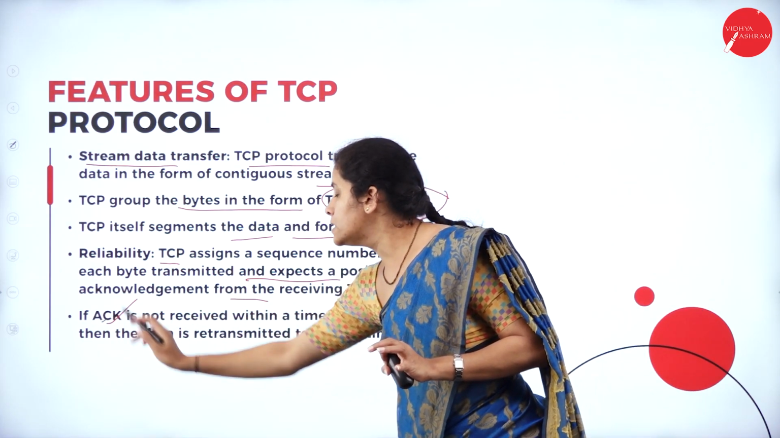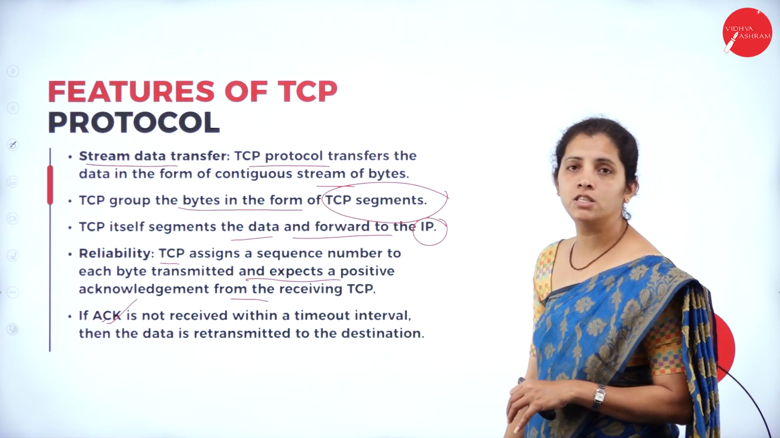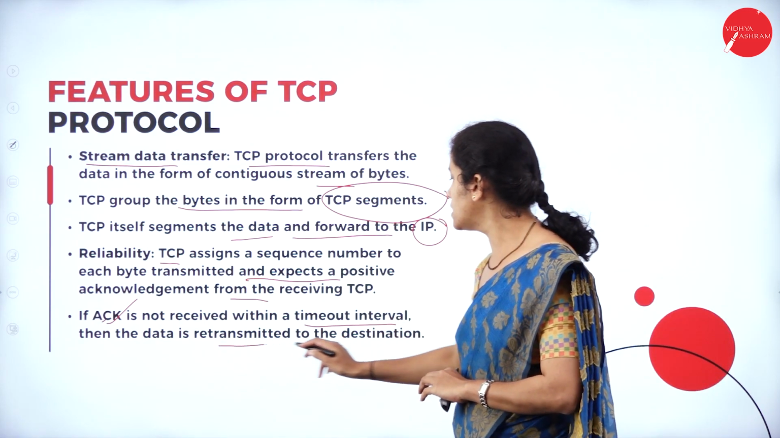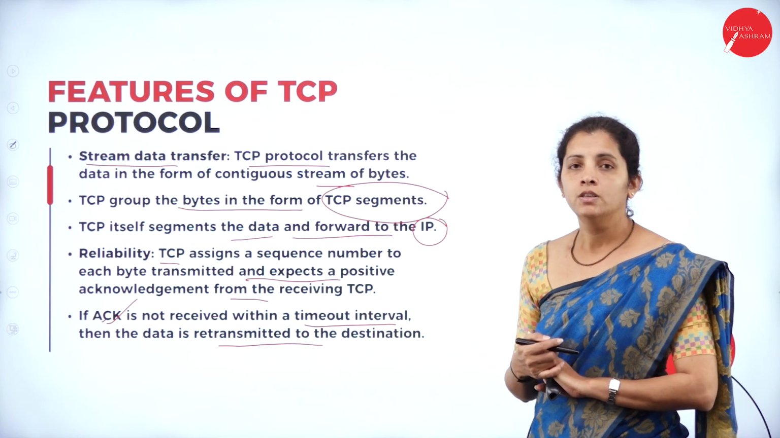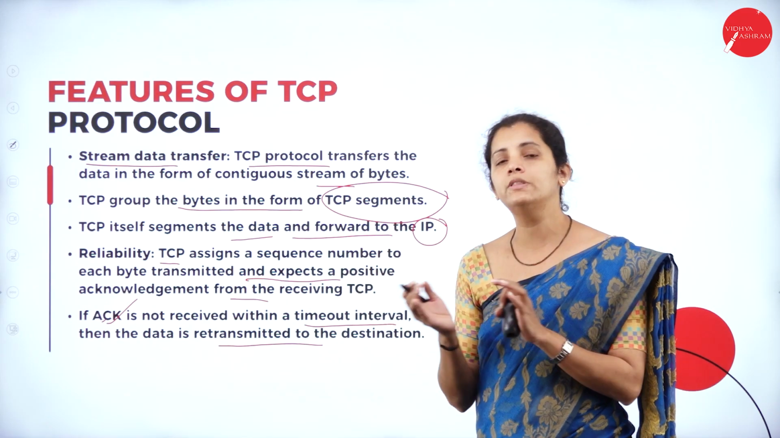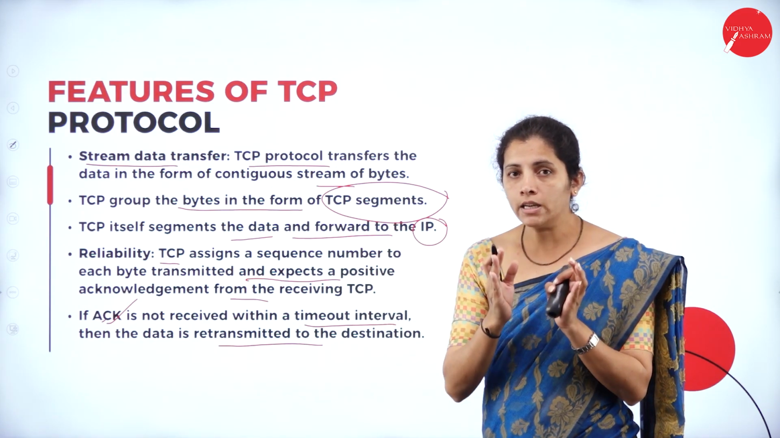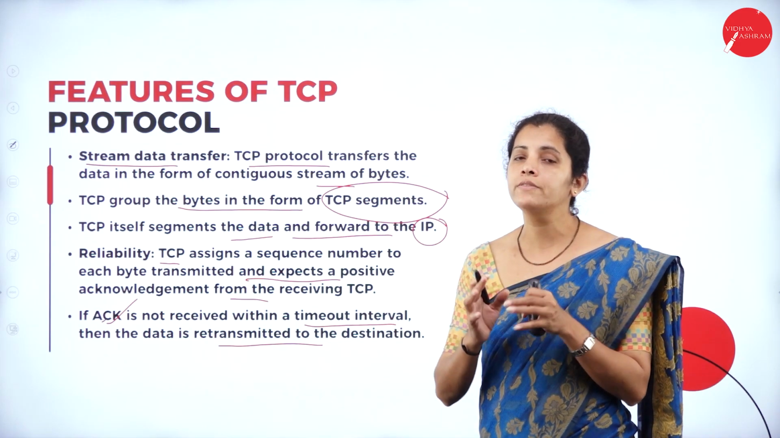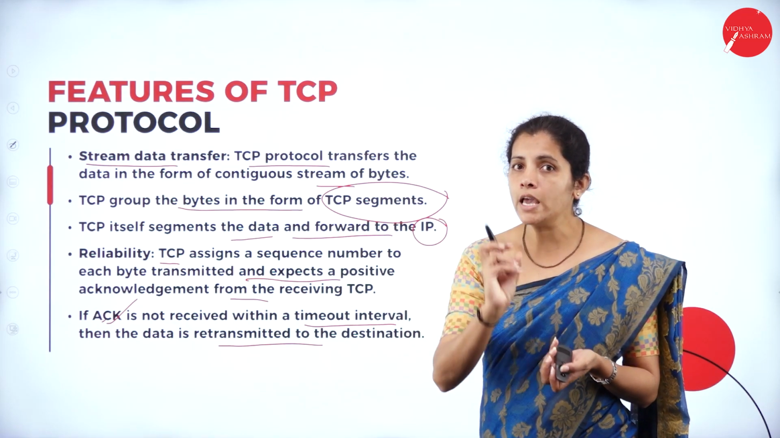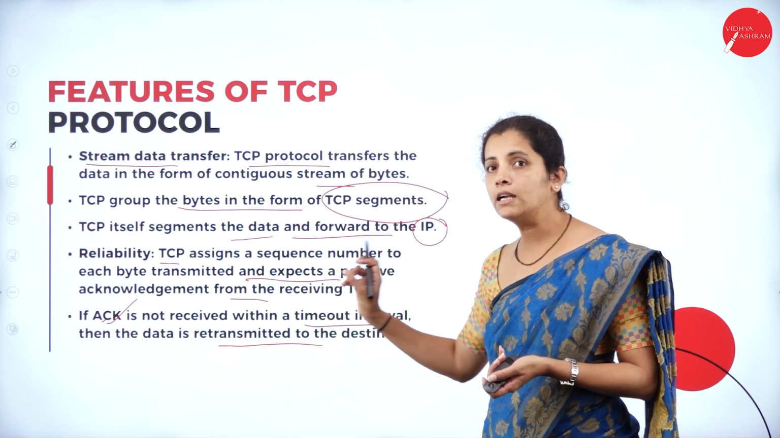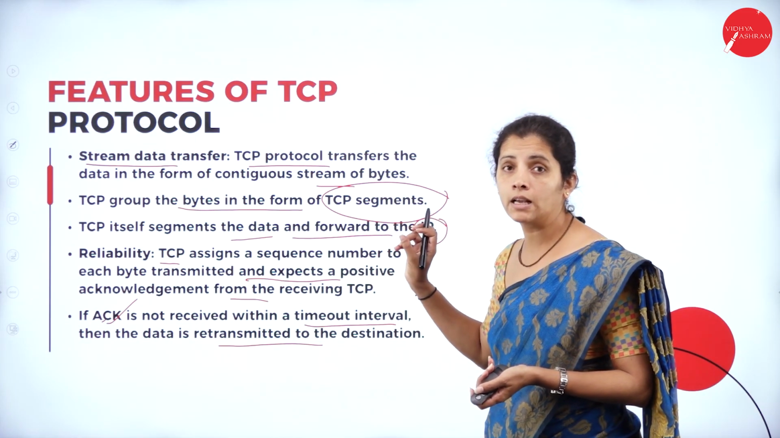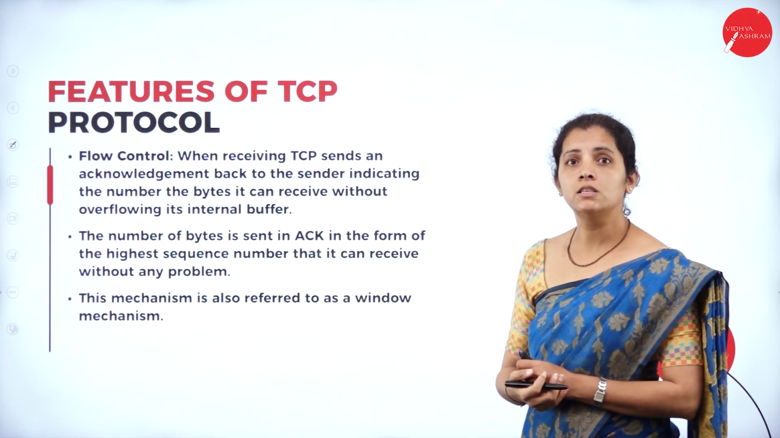So if the ACK, that is acknowledgement, is not received within a timeout interval, then the data is retransmitted to the destination. So here we are going to have a fixed time interval to receive the acknowledgement. And within that interval, if the sender does not receive any acknowledgement, then the sender is going to retransmit the same segment to the receiver. For that reason, it is called reliable. It provides a reliable connection, or it provides reliable service.